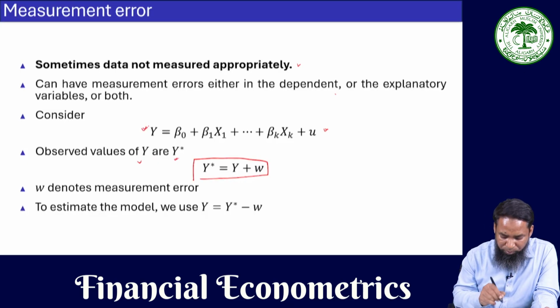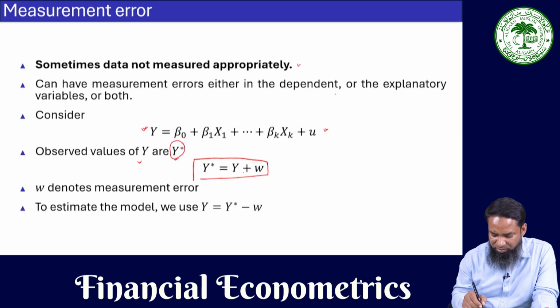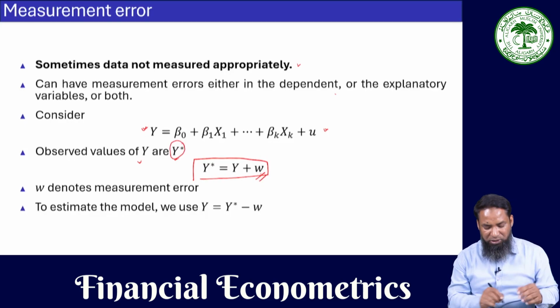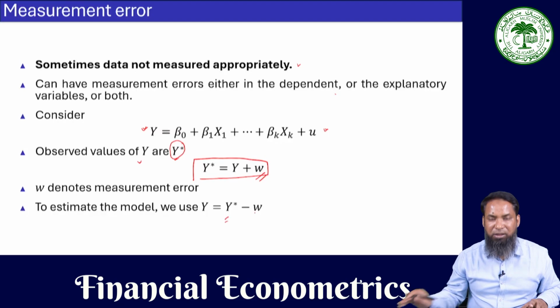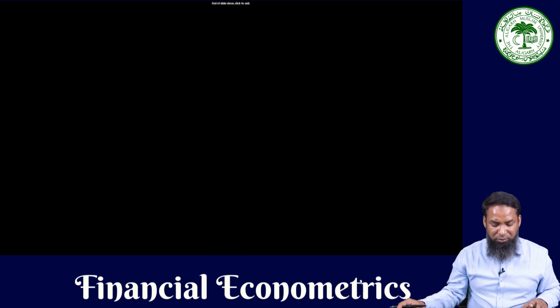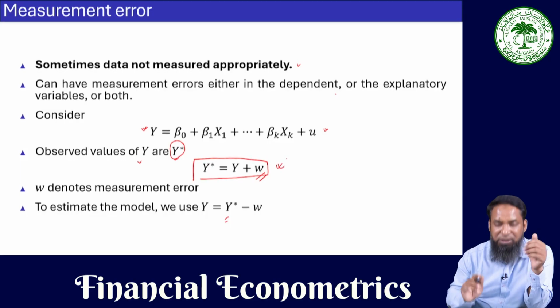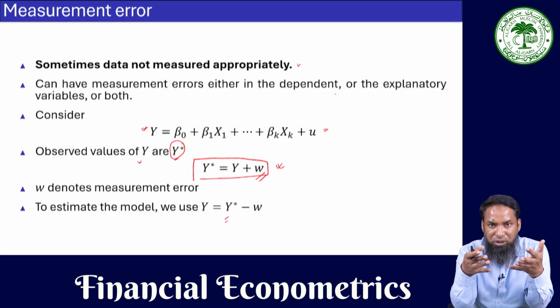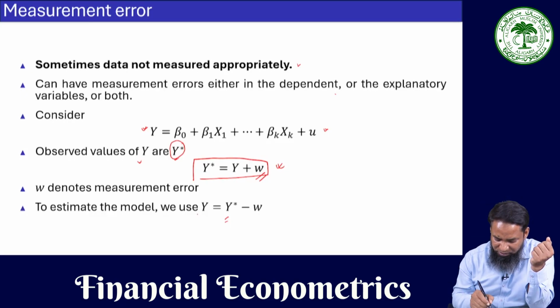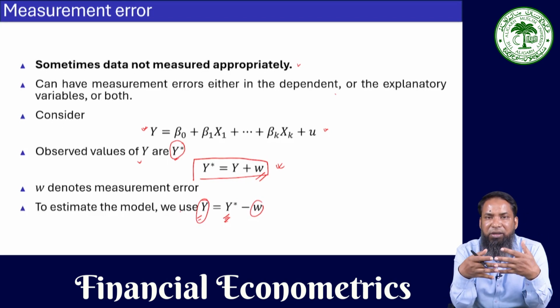This is the true value, but we are observing this y star, which has the flaw that y star is nothing but y plus w. This w is the measurement error, if we have it. To estimate the model, we use this y star minus w here. Now if we have this case, we will have the problem. So what is the solution? We use this model with y, where, if we know the measurement error, we deduct it from y star, then we estimate this, and it will be a correctly specified regression model.